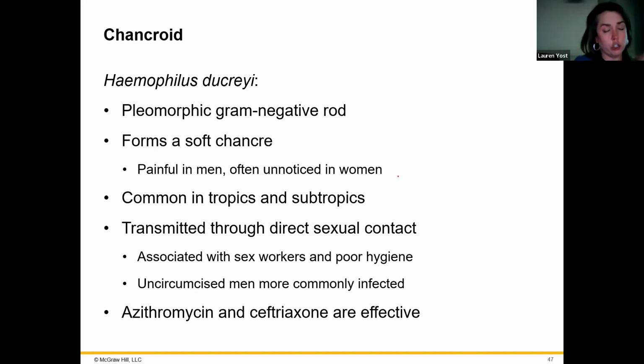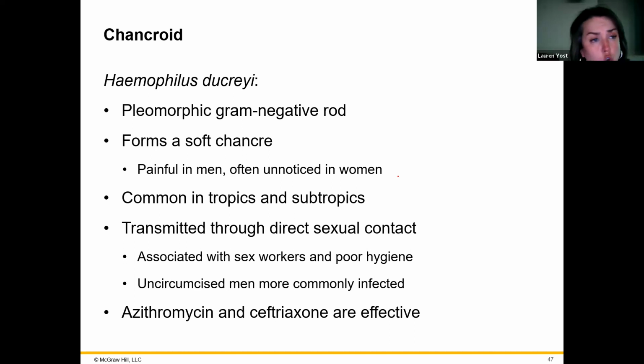Now, this one's much larger than the one we see in syphilis, the little ones that we see with syphilis. This is a much larger sore. It is softer and it is kind of oozy and weepy and stuff like that. So it can be quite painful, especially in men. And it says often unnoticed in women, but the pictures that I have seen, I don't know how. That's all I'm going to say. I don't know how you didn't notice it.